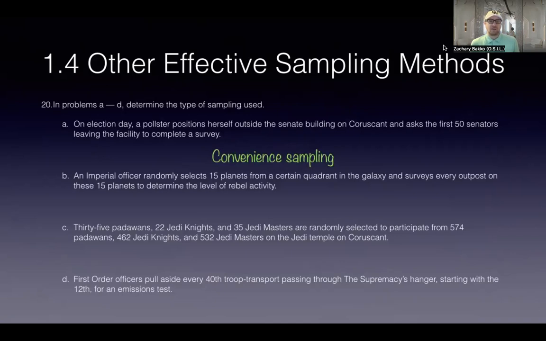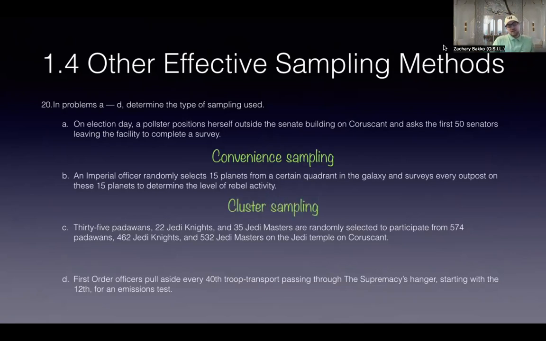An imperial officer randomly selects 15 planets from a certain quadrant in the galaxy and surveys every outpost on these 15 planets to determine the level of rebel activity. Okay, you're thinking of the galaxy split into fourths. They go here and say, okay, every planet here, we're surveying the outposts, based on geographics. It was split into 4 groups or clusters. We took that whole group, so that's going to be our cluster sampling.